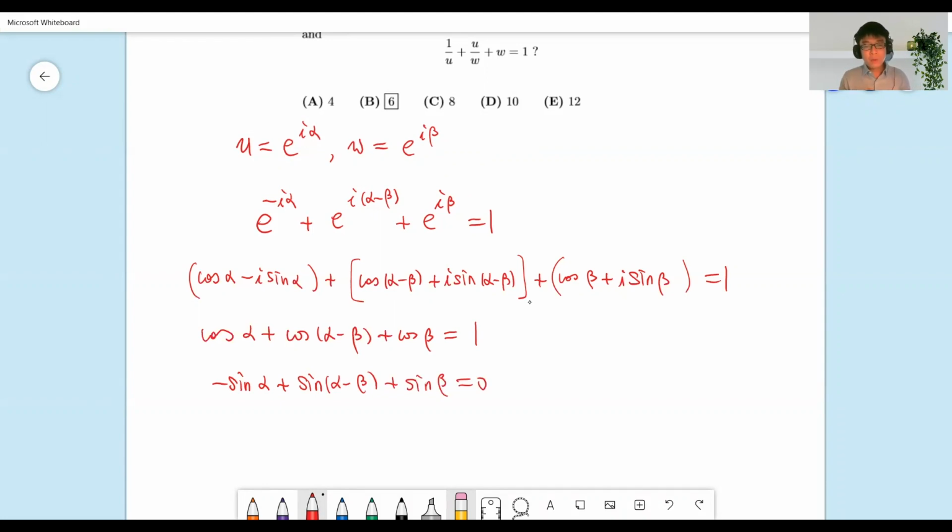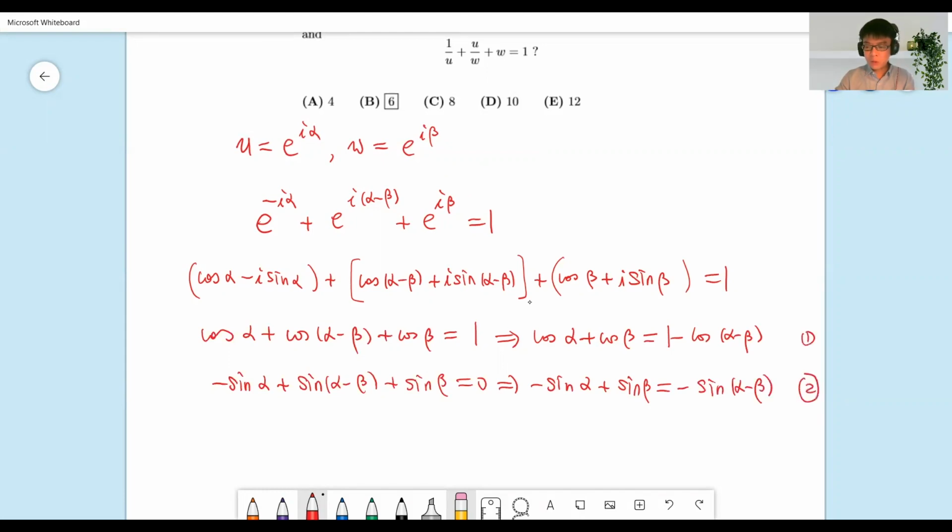Well, we'd like to derive some information from these two equations. So we can do the following. Let me separate this into cosine alpha plus cosine beta equals 1 minus cosine alpha minus beta. The second one, minus sine alpha plus sine beta equals minus sine alpha minus beta. Let me call this equation 1, equation 2.